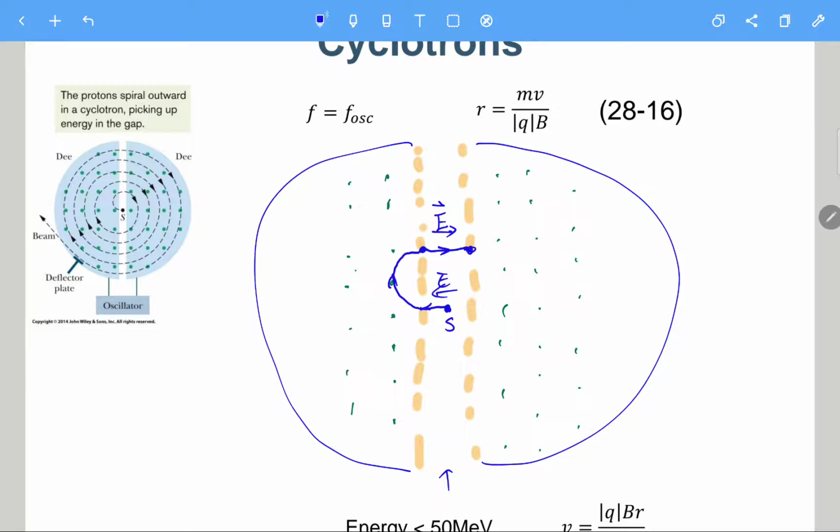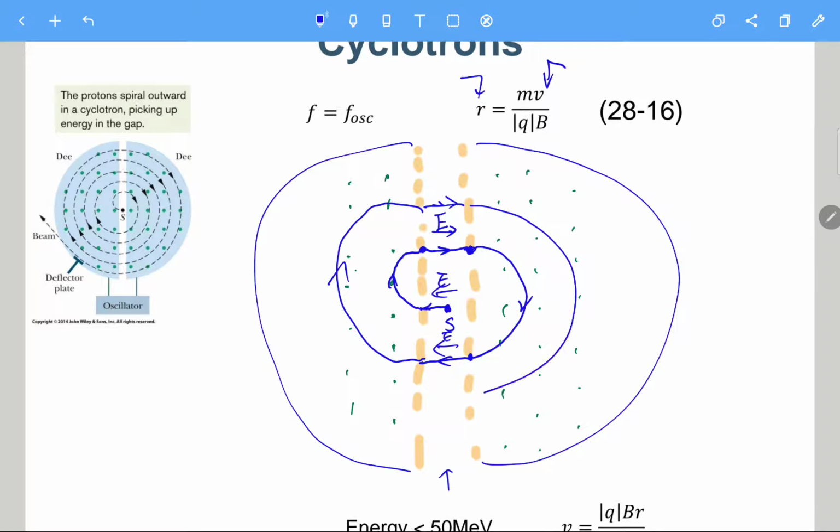have circular motion. However, at this point, the velocity becomes larger, which means the radius will also be larger. So in this case, it will have a larger radius. And then up to this point, the E field also points to the left side. So the particle will accelerate again. And then repeat this procedure so that the radius will become larger and larger.